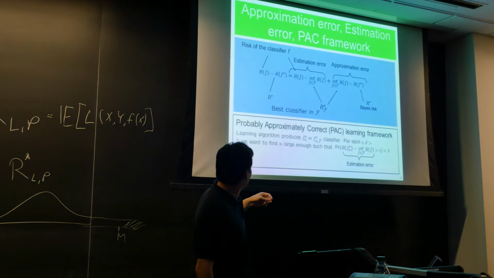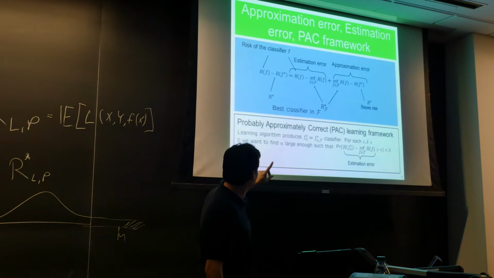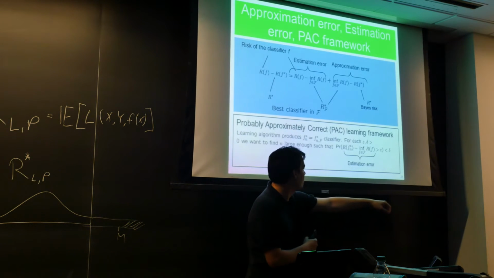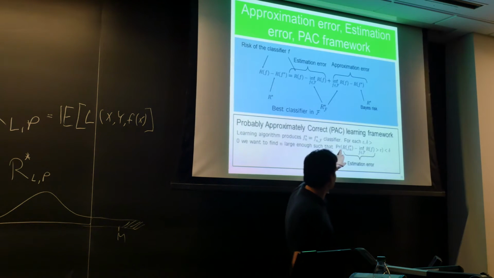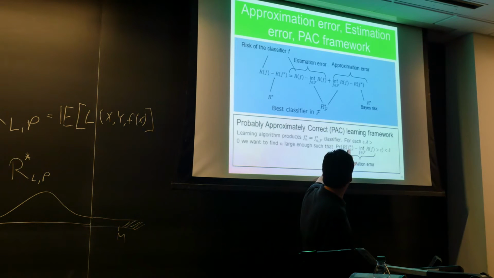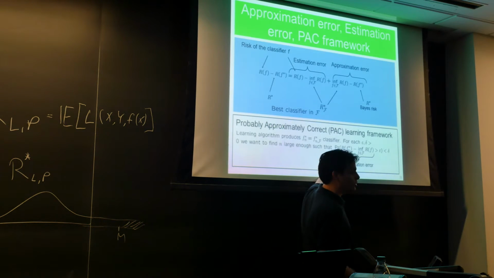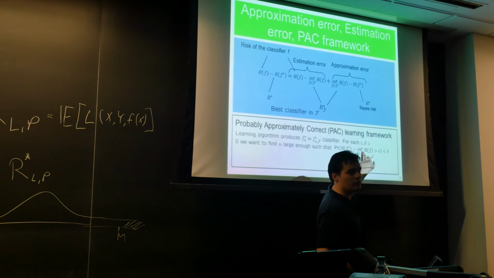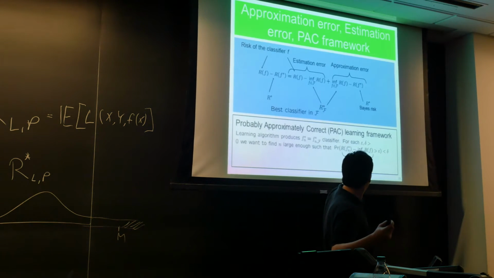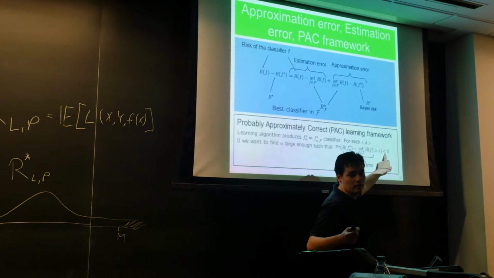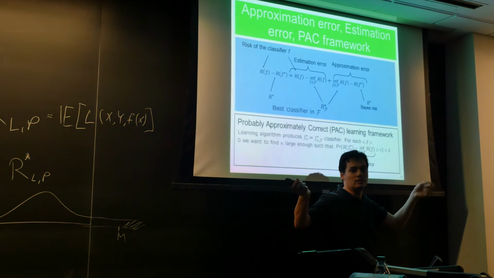And what you care about is this question: you want to find n large enough, so your training set should be large enough, such that the probability that the true risk of the function your algorithm produces minus the best risk achievable in this predefined function class is larger than epsilon should be smaller than delta, where you fix epsilon and delta.